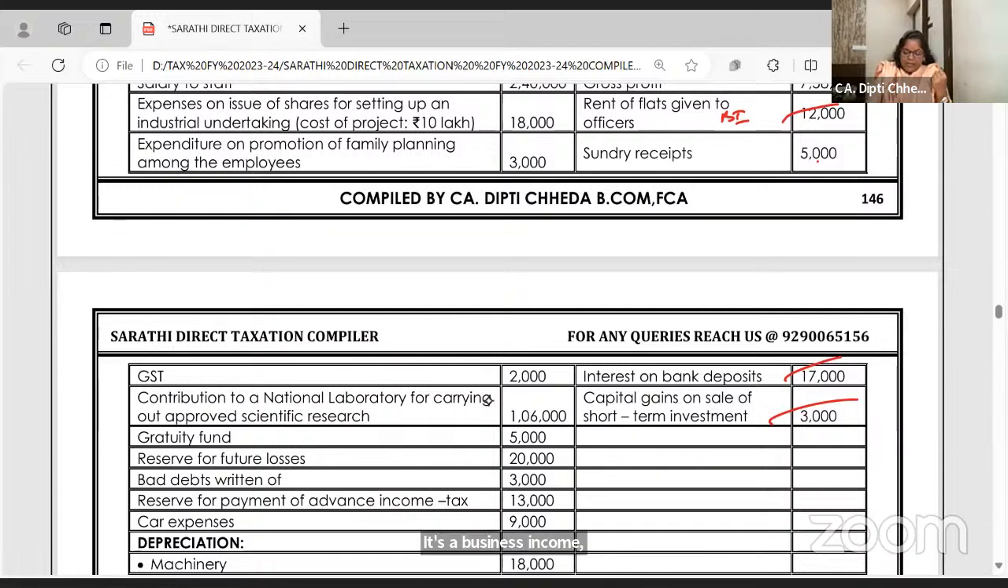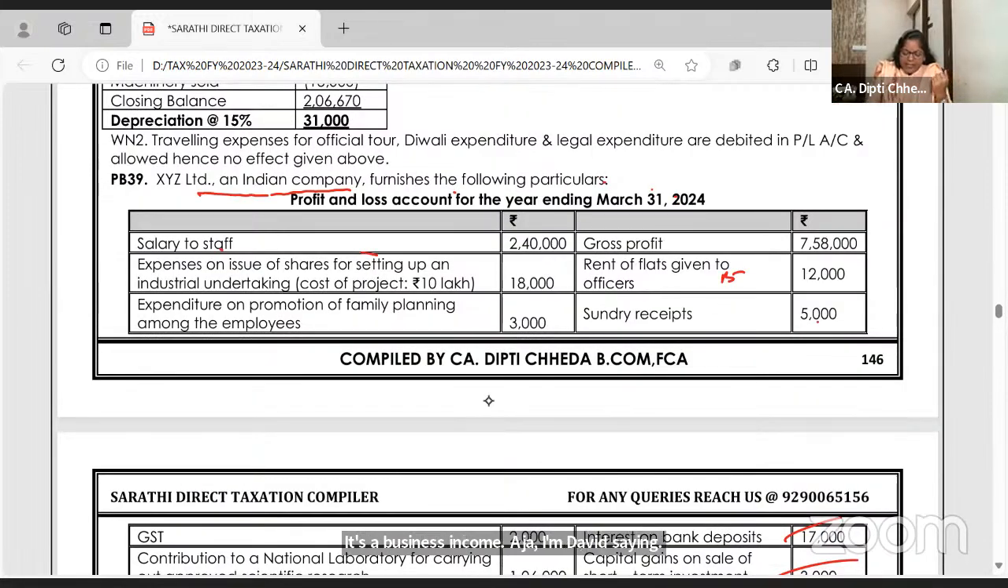Now come to the debit side. Salary to staff. Okay. Expenses on issue of shares. Cost of the project is 10 lakh. So you are setting up some industry and you're issuing the shares. So this is like a preliminary expense. Issue of shares. Cost of the project is 10 lakh, and 5% of it, 50,000, is allowed under section 35D, but only 18,000 is there.